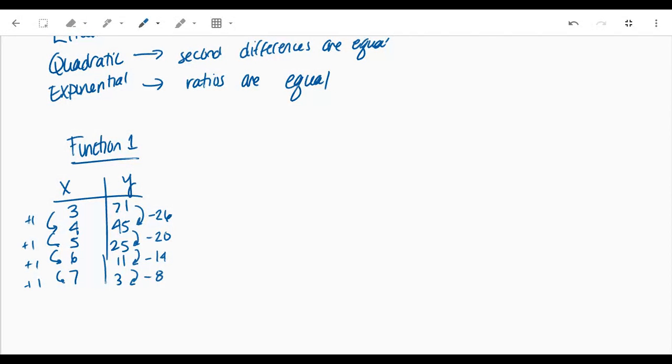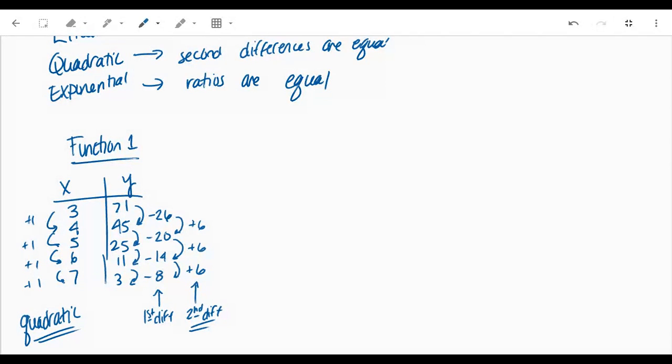Okay, so our first differences are not the same, but you can kind of tell your second differences are. Negative 26 to negative 20, that's plus 6. Negative 20 to negative 14, that's plus 6. Negative 14 to negative 8, that's plus 6. Okay, so here's your first differences. Here's your second differences. Those are the ones that are equal. So this is quadratic. This is a parabola.